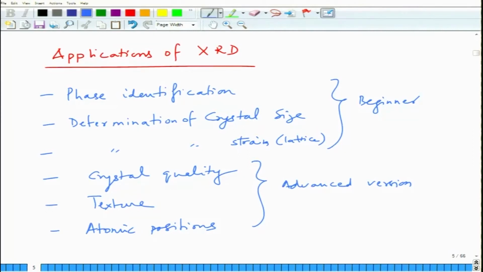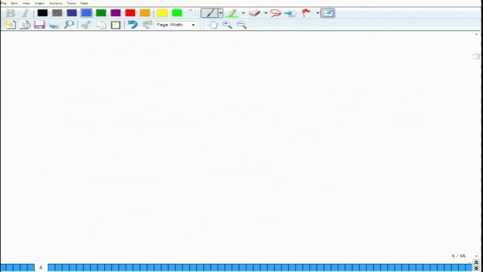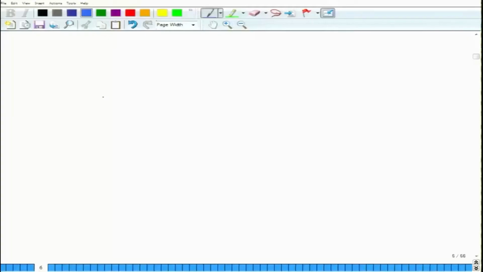So let me just talk to you about a few things about X-ray diffraction which you might find useful for practical purposes. So when you have a polycrystalline sample, let us say, so this is powder, and your beams are hitting the sample in this fashion.